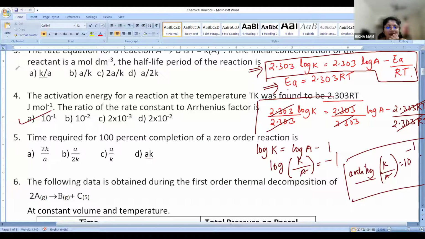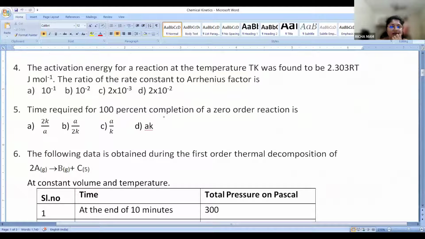Time required for 100% completion of a zero order reaction is: 2K by A, A by 2K, A by K, and AK. So what will happen as the concentration of the reactant decreases? Yes, Lubna has answered it as C.